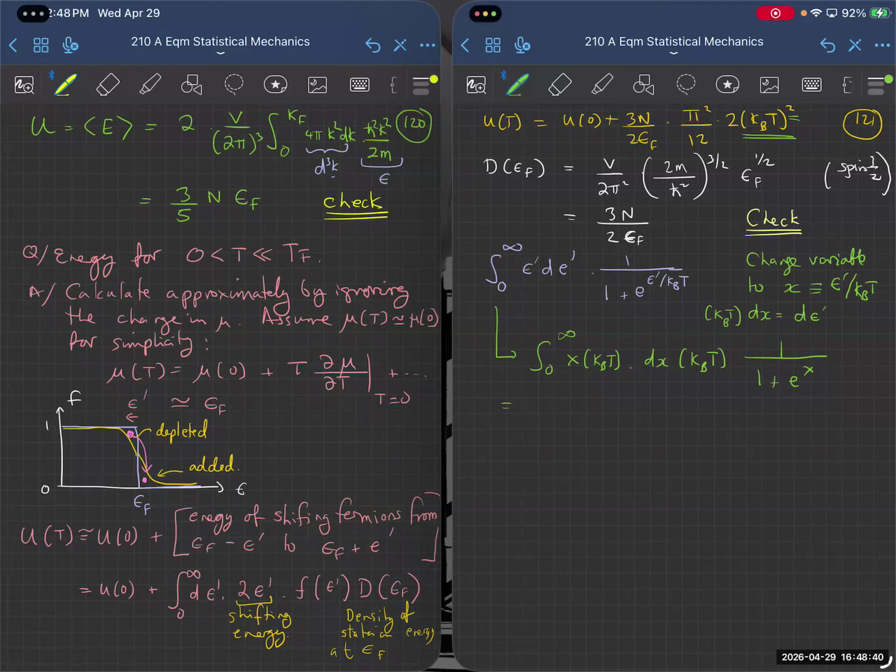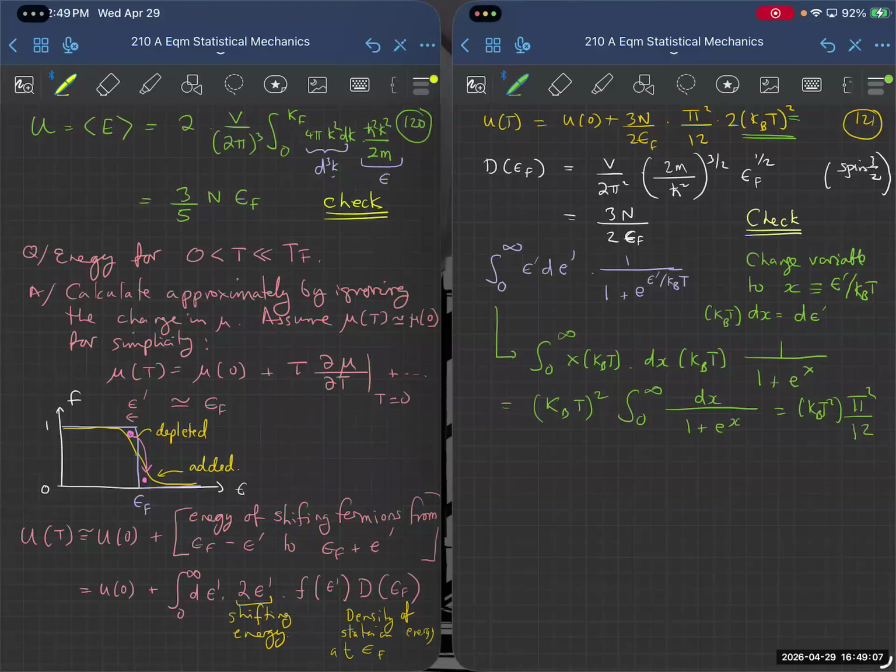Okay, and so then I get kBT squared times the integral from 0 to infinity dx over 1 plus e to the x. And you can do that integral, and that integral is pi squared over 12, something like that. And you can do that integral by doing contour integration and complex variables.